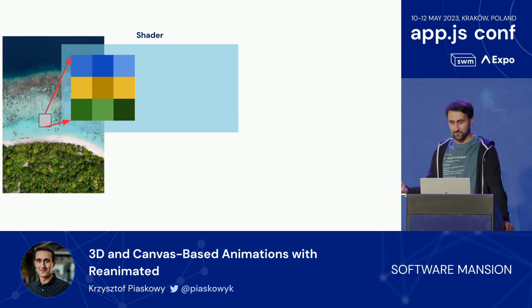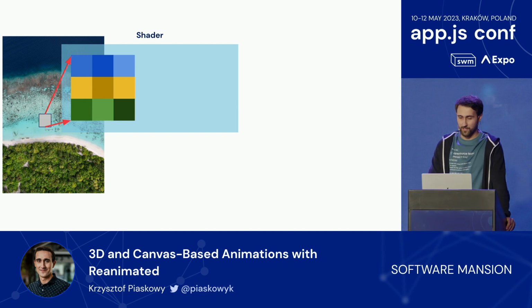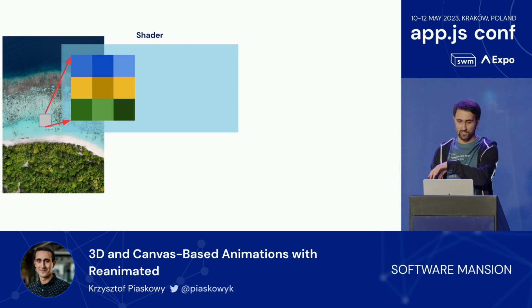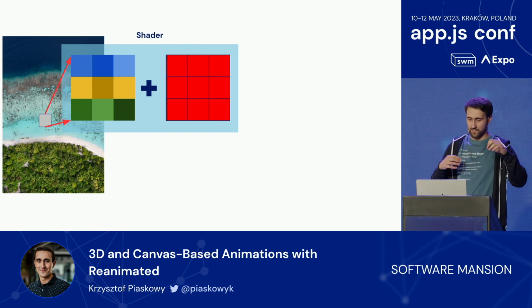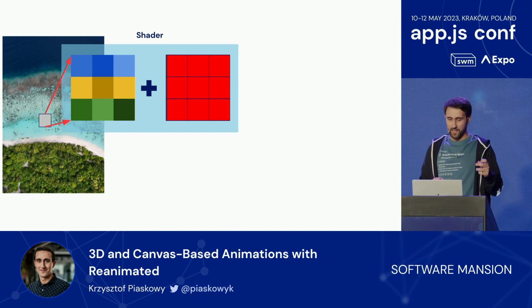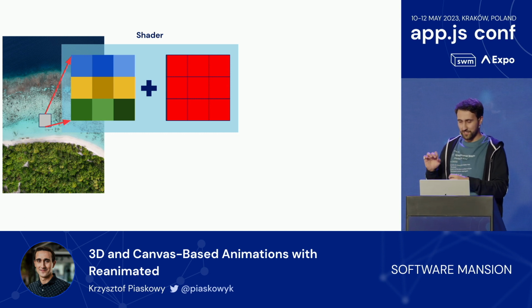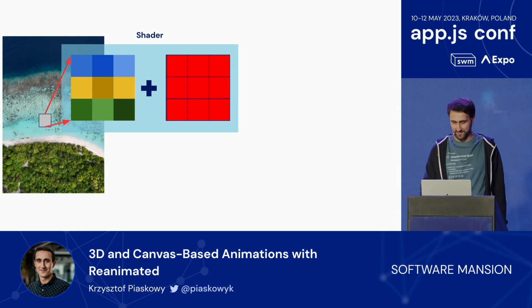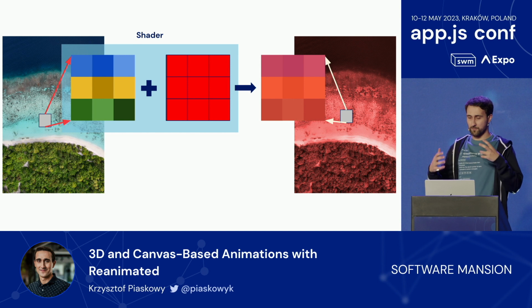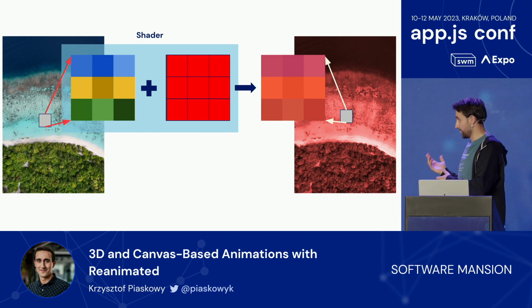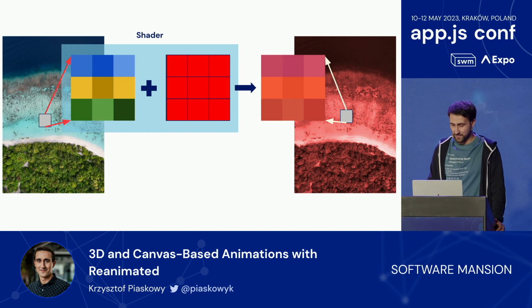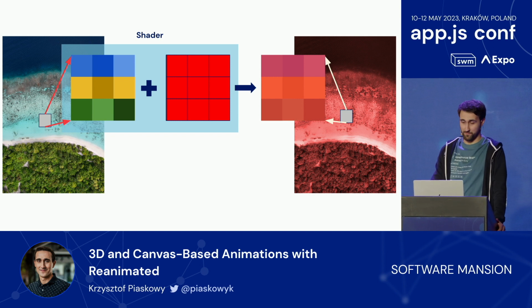But let's jump to the example. We have a picture that is used as input data for the shader. Each shader takes one pixel of this photo as input, and its job is to add a little bit of red to each pixel. The outcome is an image with a red mask applied to it. But it's just a theoretical explanation. How does it work in practice?